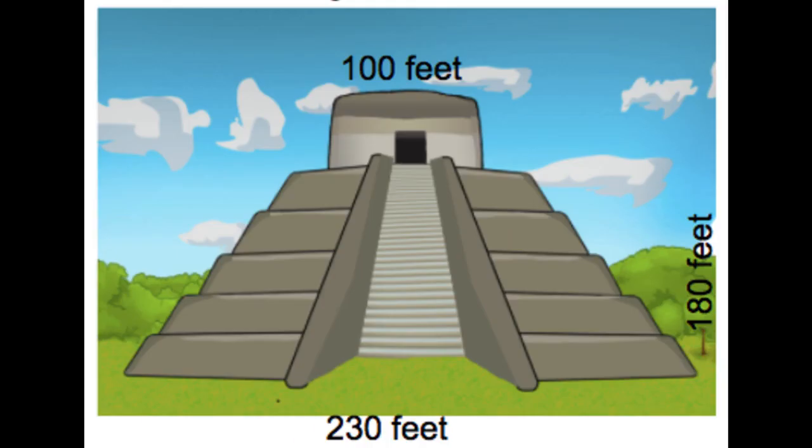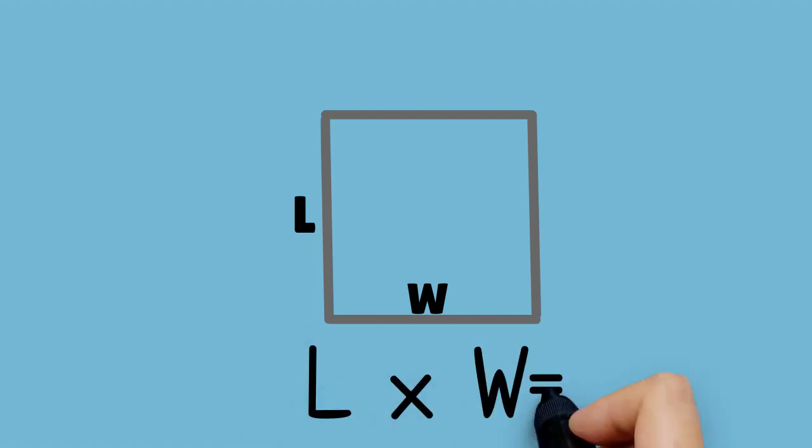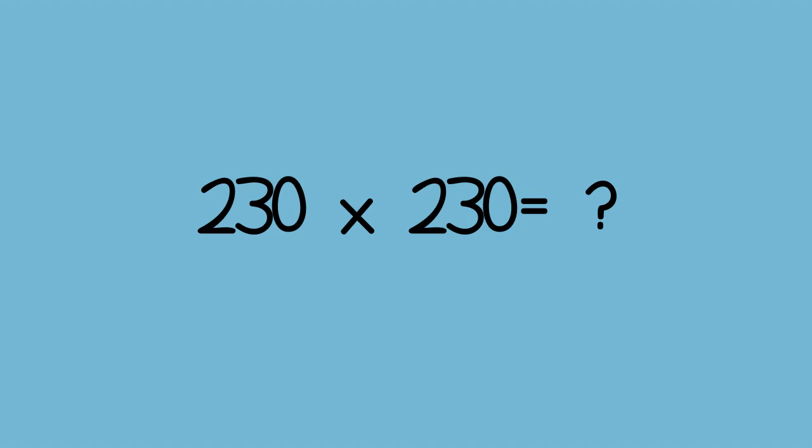From the problem, you can see that the length of the side of the pyramid is 230 feet. You know that the area of a square is computed by multiplying length times width. A square has the same length and width, so it is 230 times 230. Use your calculator to multiply 230 by 230, and there is your answer.